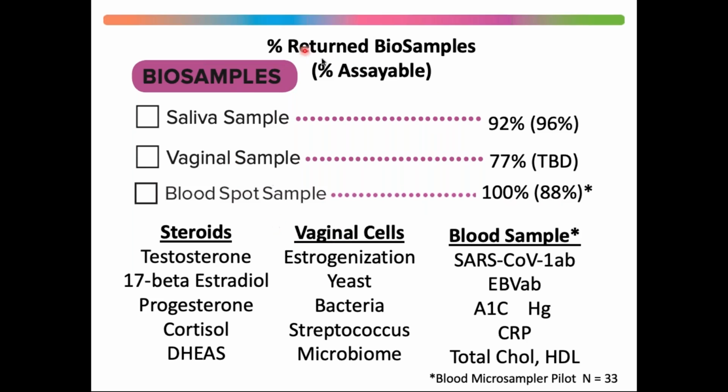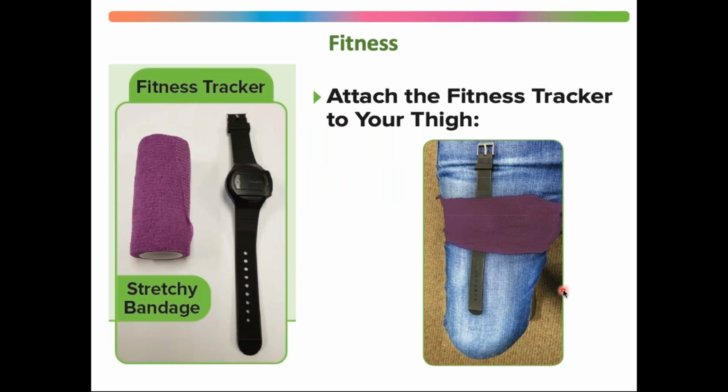So altogether from these samples, we have 17 measures of sex and stress steroids. From the vaginal cells, we have estrogenization, as well as the microbiome. And then the blood sample will be collecting SARS-CoV-2 antibodies, Epstein-Barr virus antibodies, A1C, which you'll hear about in the next set of presentations in December, hemoglobin, CRP, which is a measure of inflammation, and then lipids. The last thing is fitness.